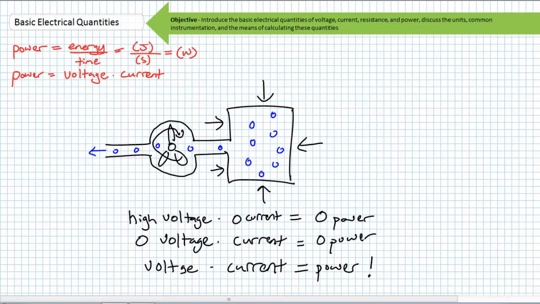In conclusion, this lecture presented the basic electrical quantities of voltage, current, resistance, and power. We discussed the units to measure these quantities, common instrumentation used to measure these quantities, and the means of calculating these quantities. You should be able to pick up this concept and run with it. Remember to review this material as often as you need to really drive it home. Imagine how well lab will go if you know what you're doing.